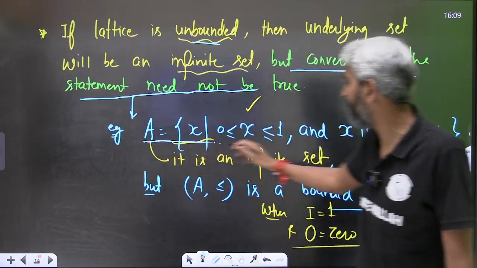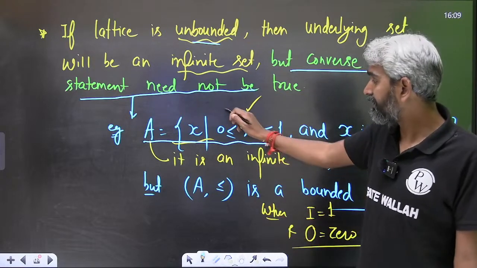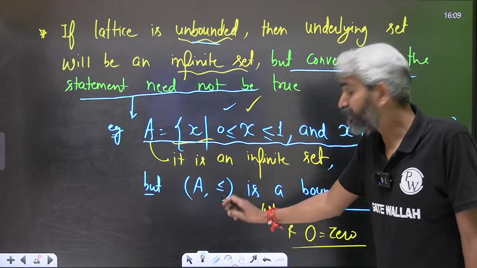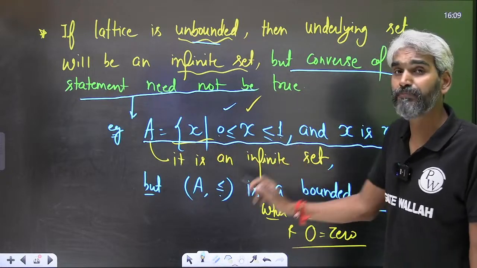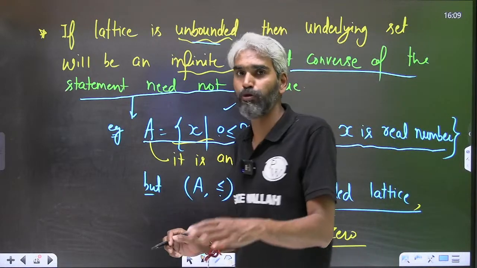So this is an infinite set. There are infinite real numbers between 0 and 1. And with respect to less than or equal to, the minimum element will be 0 and the maximum element will be 1 with respect to real numbers. Take any two real numbers between 0 and 1, the least upper bound and greatest lower bound will exist.